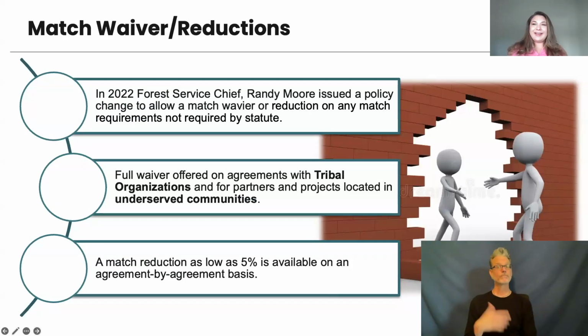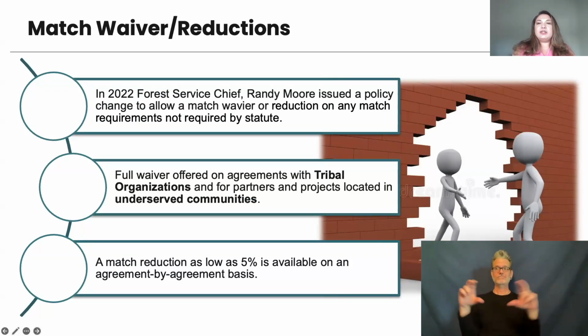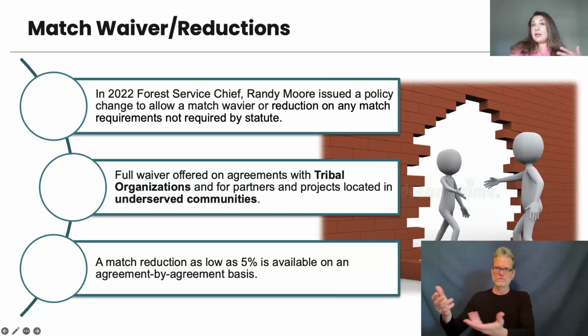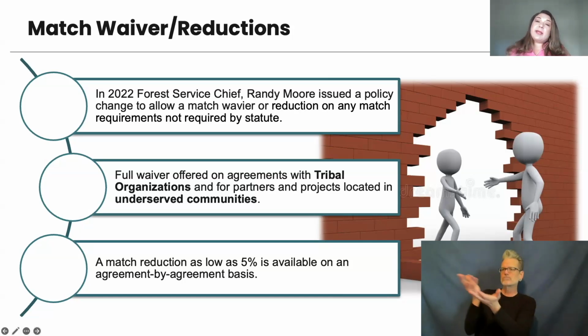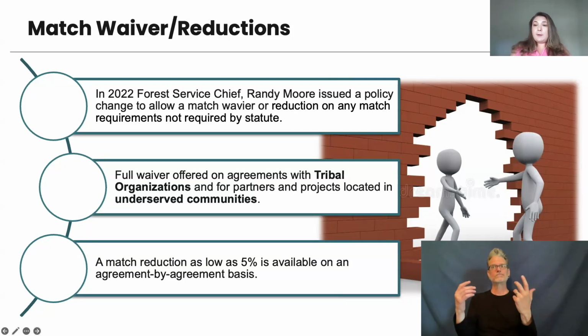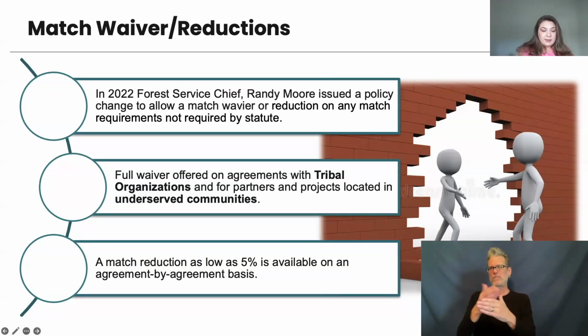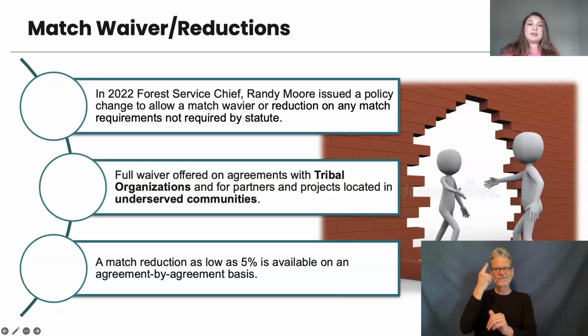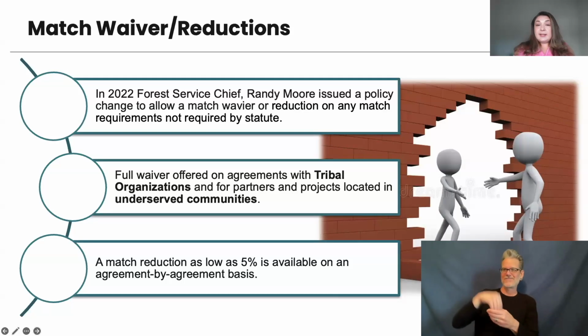So here we're actually getting to break through some barriers. In 2022, Forest Service Chief Randy Moore issued a policy change that now allows for a match waiver or reduction without necessarily having to go through this huge deviation process. It allows for more negotiation to help make our agreements a little more approachable for different partners. That goes back to the importance of understanding how authorities play into our agreements here at the Forest Service.